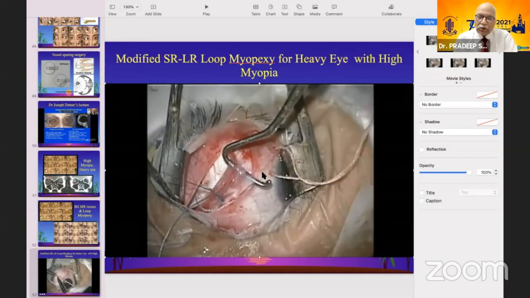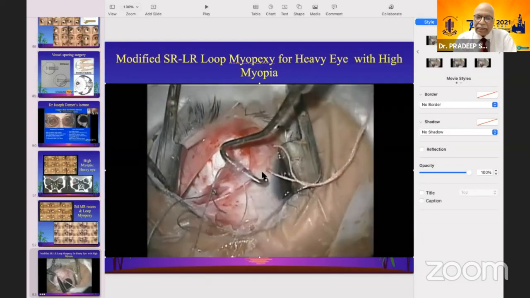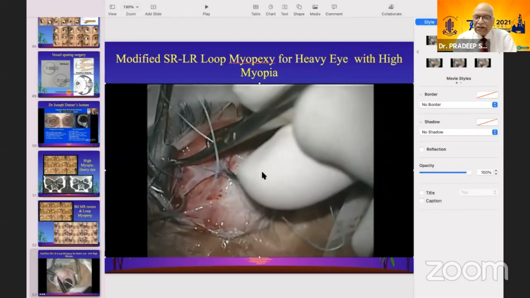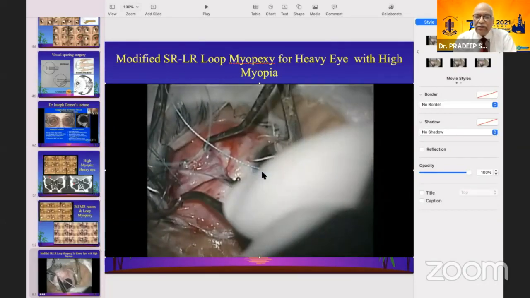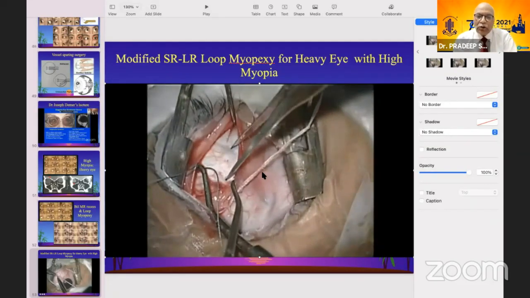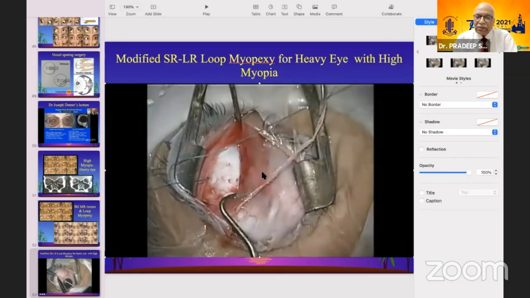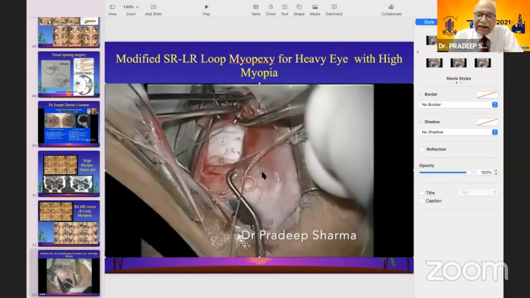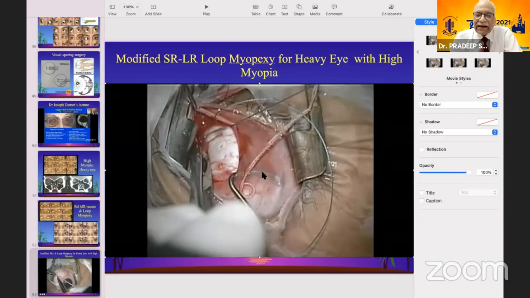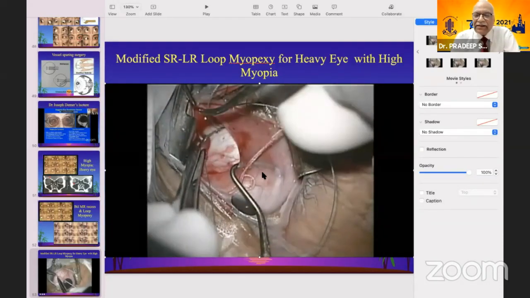And 5-0 Ethibond sutures are passed, imbricated into the superior rectus. You can have a full width transfer, and you can have more if you have a large nasalization of the superior rectus. Then you bring it closer to the superior rectus, mark it at the same point, and pass it into the sclera. It's important that we also imbricate the sclera with these sutures, and then pass it into the muscle again. Now this is what is important, that the superior rectus is very nicely displaced on the lateral side.